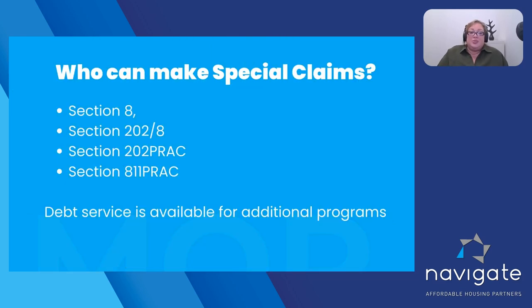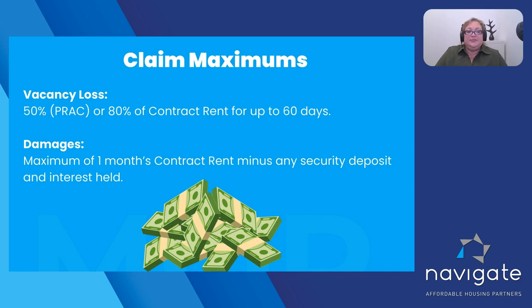There are only certain properties that can make special claims. We are talking about Section 8 properties, 202-8, 202 Pracs, and 811 Pracs. There are additional properties that can look at debt service claims, but we're not going to be talking about those today. We're going to be talking about the most common special claims that we have, which are vacancy loss and damages. There is a maximum amount that you can claim in a special claim.